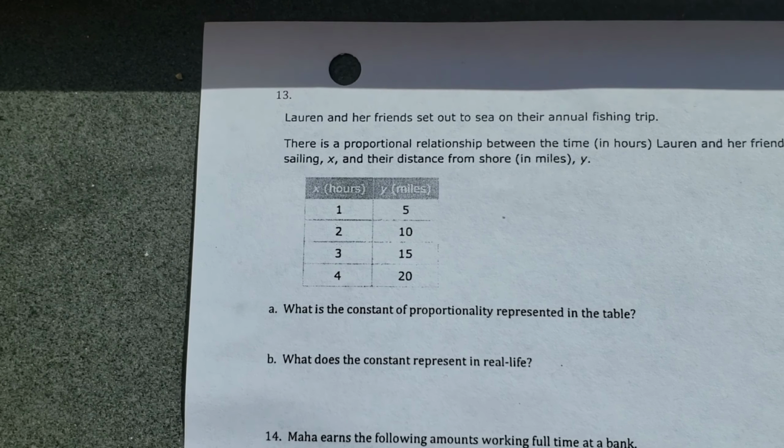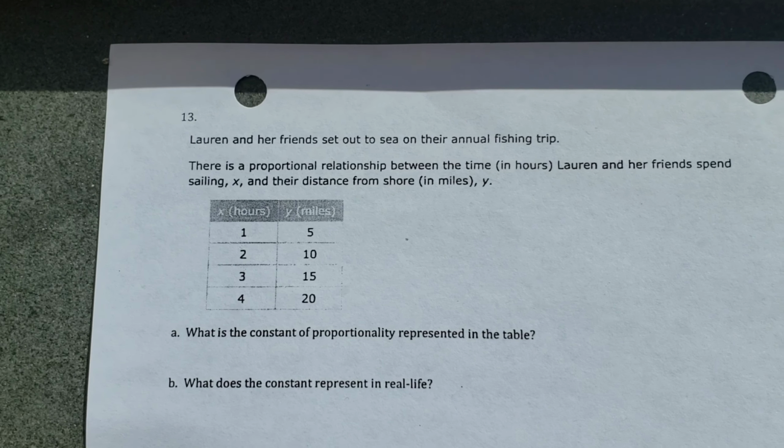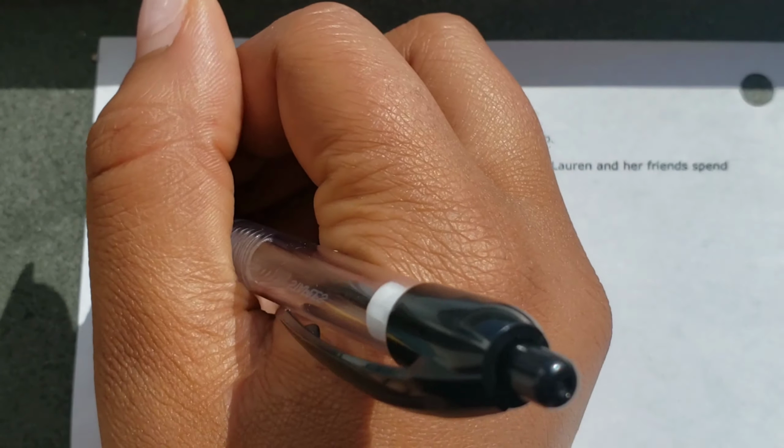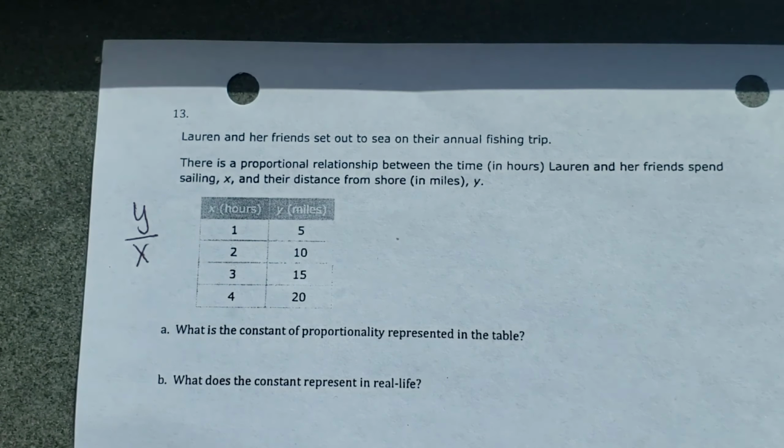Number 13 reads, Lauren and her friends set out to sea on their annual fishing trip. There is a proportional relationship between the time in hours Lauren and her friends spend sailing, X, and their distance from the shore in miles, Y. So we're going to do the same thing. We're going to do Y divided by X, and then we're going to do our dividing. So 5 divided by 1, and so on and so forth.